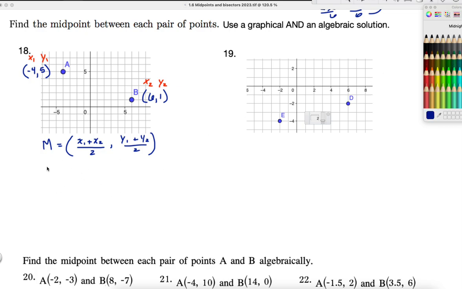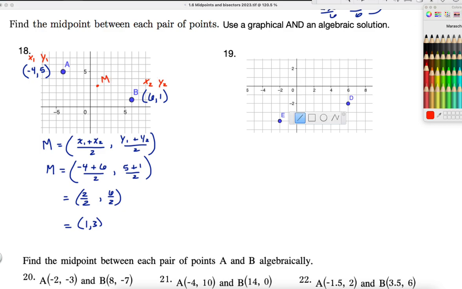So we have x1, negative 4 plus 6 over 2. And then my y values, I've got 5 plus 1 over 2. Negative 4 plus 6 is 2 over 2. 5 plus 1 is 6 over 2. And that gives me 1, 3. So let's find that point. 1, 3. Boom, right there. That's M. That's our midpoint.